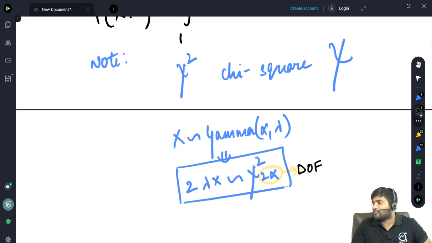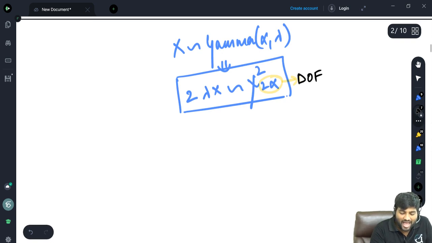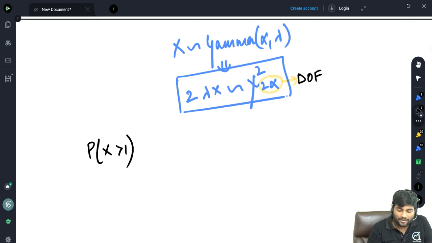All of you, please take out your table book. So basically, this is the formula for the conversion to a chi-square. And when we use a chi-square distribution, it becomes very easy to solve the problem. What were we asked to calculate? Probability x is greater than 1. Right. Okay.